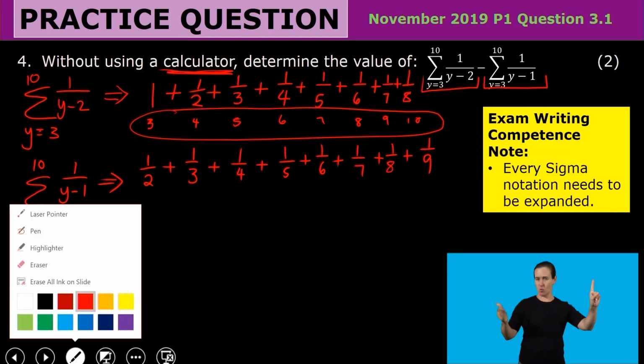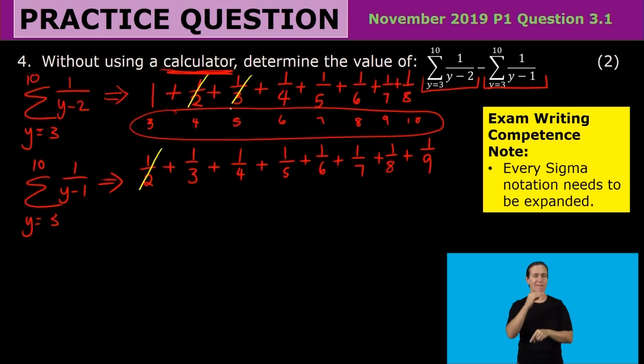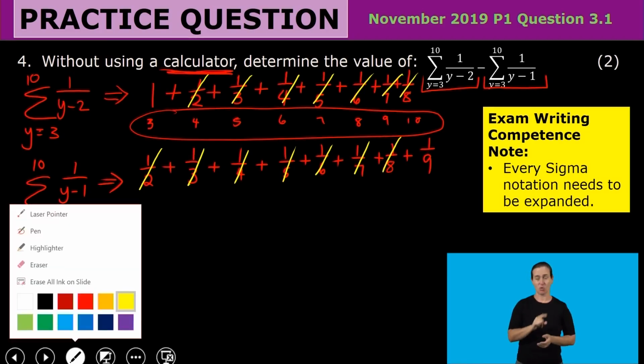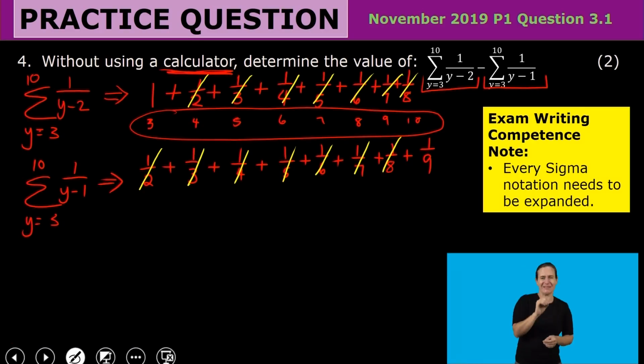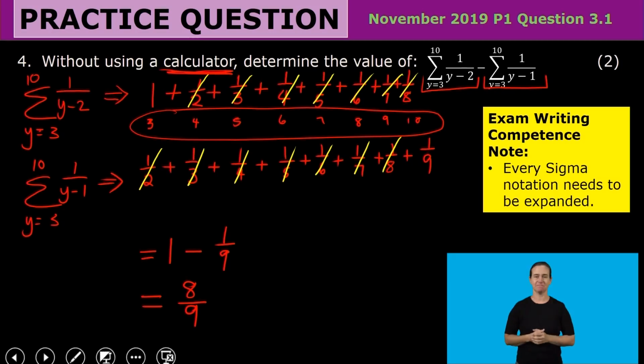So if we were to subtract these values, this half would minus this half, a third would minus a third, a quarter would minus a quarter, a fifth and a fifth, a sixth and a sixth, a seventh and a seventh, an eighth and an eighth. So they would subtract each other there because they are exactly the same. Then what would we be actually left with here? We would be left with a 1, minus the 1/9. And of course, 1 minus 1/9, the answer there is going to be 8 over 9. And that's how we can solve that without the use of a calculator.